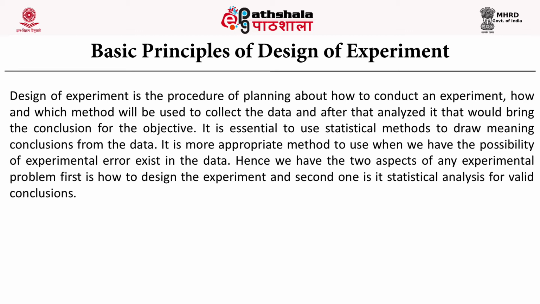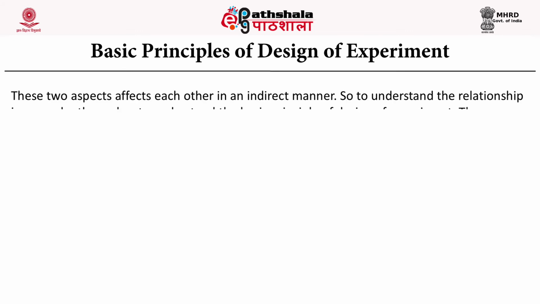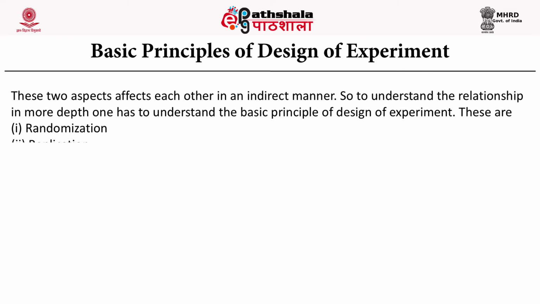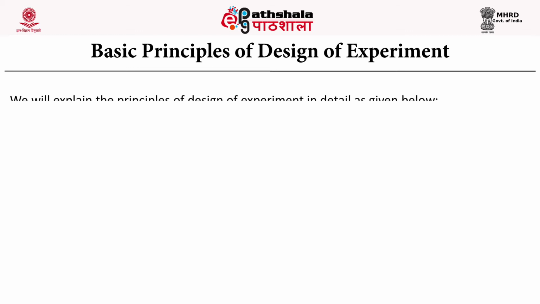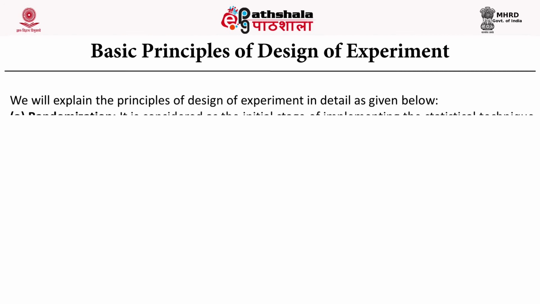Hence, we have two aspects of the experimental problem. First is how to design the experiment, and second is its statistical analysis for valid conclusions. These two aspects affect each other in an indirect manner. So, to understand the relationship in more depth, one has to understand the basic principles of design of experiment. These are: first is randomization, second is replication, and third is local control or blocking. We will explain the principles of design of experiment in detail as given below.